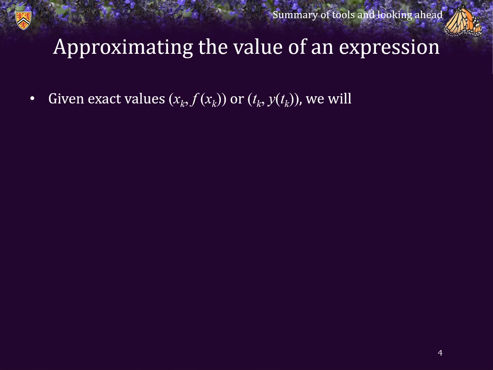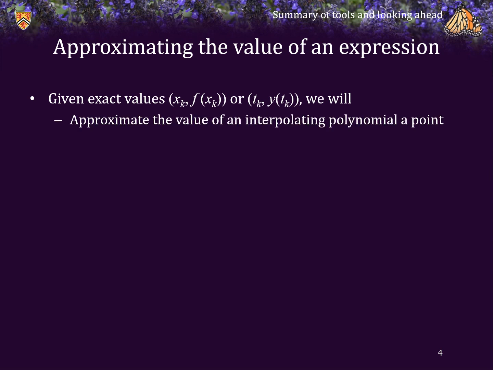Now we will start with the exact values. So we're assuming there's negligible error in either the f of x value or the y at t value. Consequently, with these exact values, we will try to approximate the value of an interpolating polynomial at a point. So we've sampled these or made measurements at equally spaced points in space or time. And what we will now do is find a polynomial that interpolates those points and then evaluate that polynomial at a point.